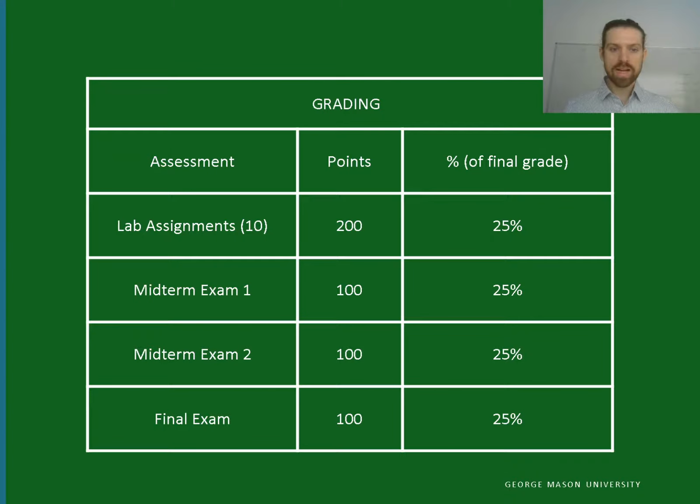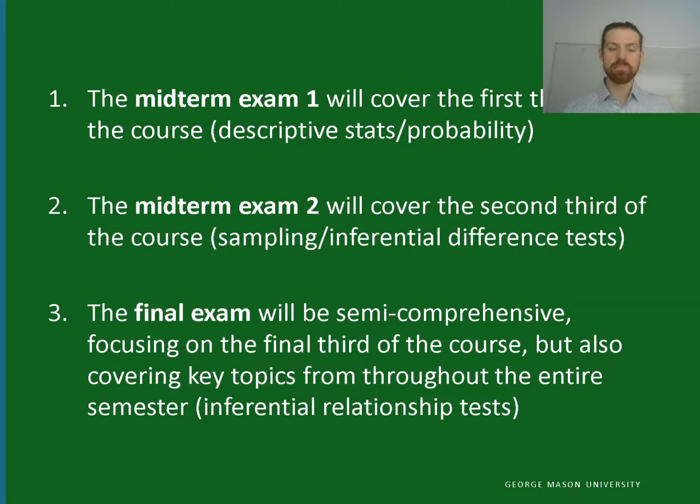Grading, as you'll see here, there's about 500 points up for grabs. So we have the 10 lab assessments, and there's 200 points for those, and that accounts for 25% of the final grade. The midterm exam is 100 points, that's 25%. Midterm 2, 100 points, again 25%, and the final exam is 100 points, and that's 25%. So you need to make sure that you're doing the weekly work. I'll explain shortly about where the midterms fit in the final exam.